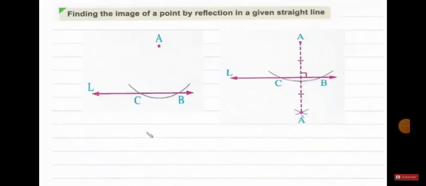As we see, when we want to find the image of a point by reflection in a straight line, as in the figure, we want to reflect point A in a straight line L, then we can find A dash, the reflection of point A.